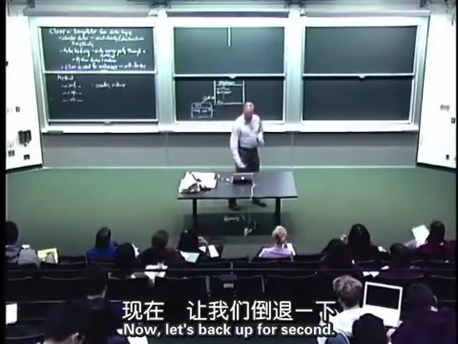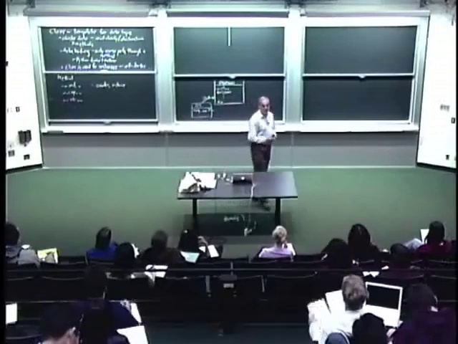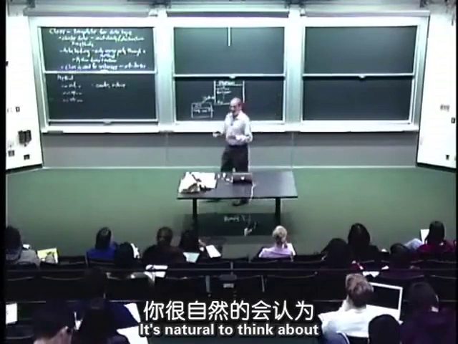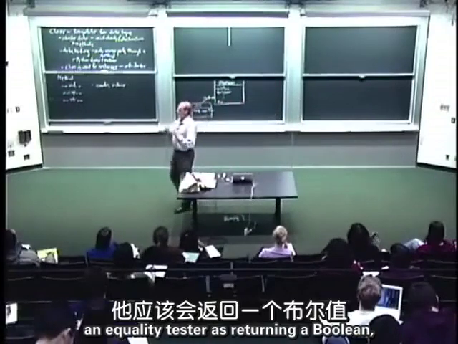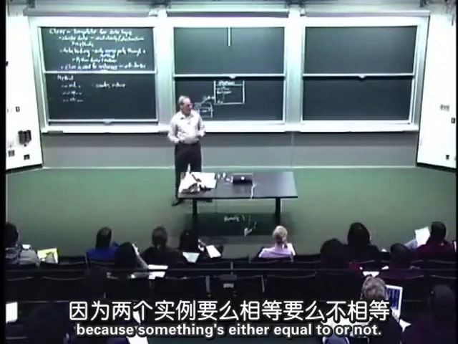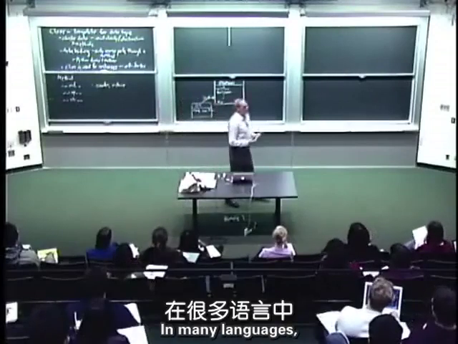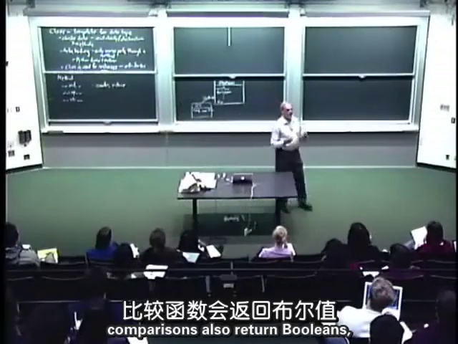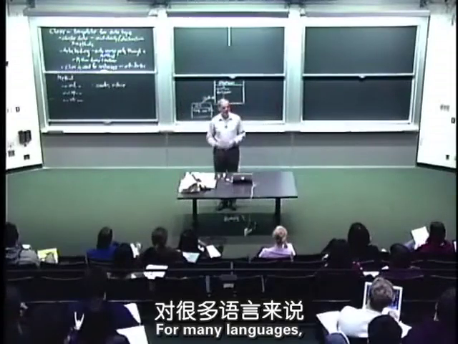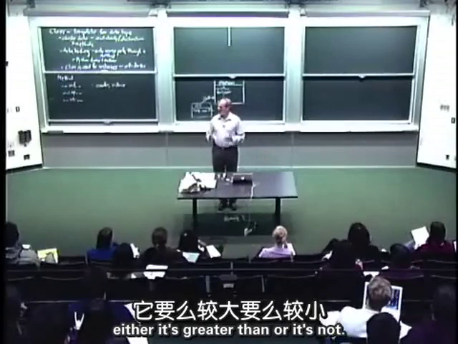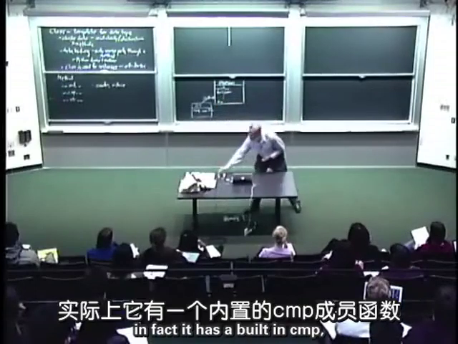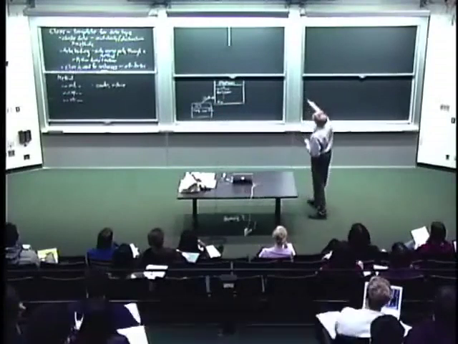Now, let's back up for a second. If I wanted to test equality, in fact, I could use underbar EQ. It's natural to think about an equality tester as returning a Boolean. It's either going to be true or false, because something's either equal to or not. In many languages, comparisons also return Booleans, which is why I went down this slippery slope. For many languages, you say either it's greater than or it's not. But Python is different. Python uses CMP. In fact, it has a built-in CMP, which is what we're relying on here.